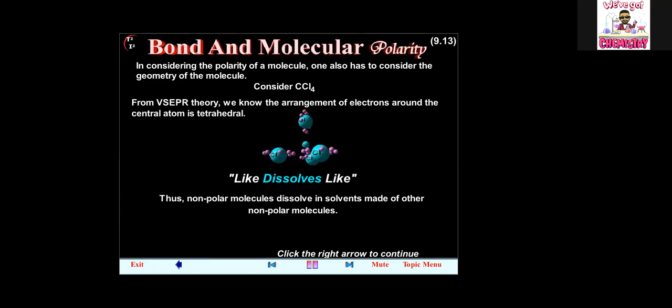Right, this is the bond and molecular polarity. Just added a bit of this to that. And now let's look at some questions on hybridization.